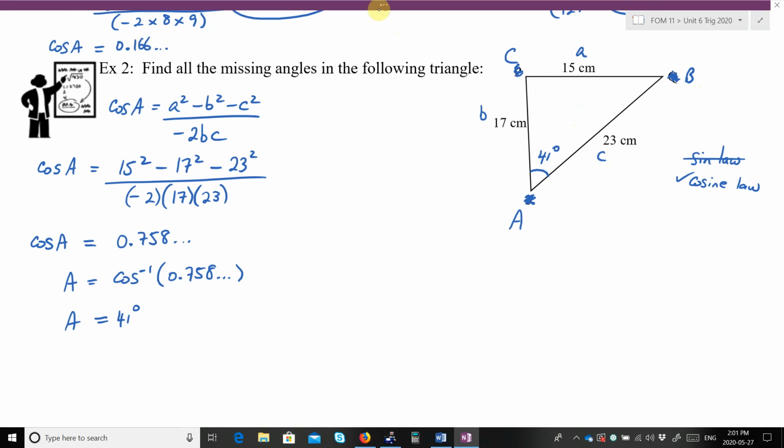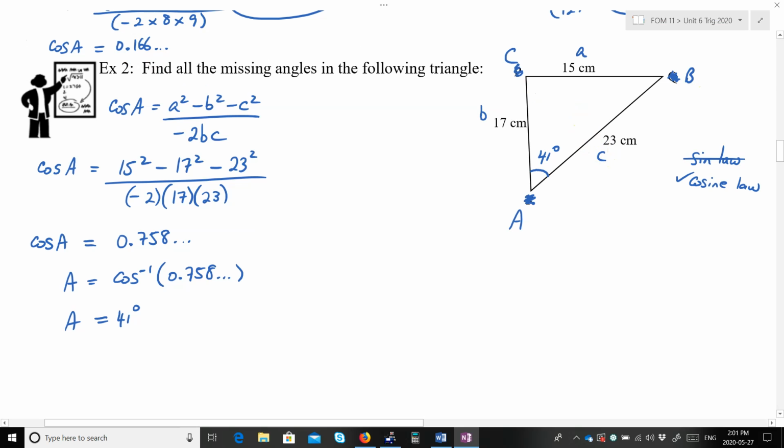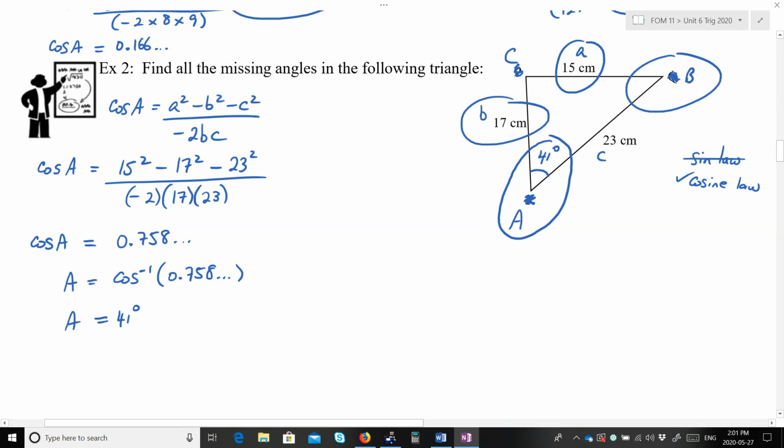And so guys, now that we know one of the angles, we can now switch to using the sine law because we have an angle and its opposite side. So then we can get this angle using its opposite side there. All right, and so what you can do is say, hey, sine A divided by A is equal to sine B divided by B. So sine A is 41 degrees divided by little a is 15. Sine B, we are looking for that B, and little b is 17. And solve this for B.